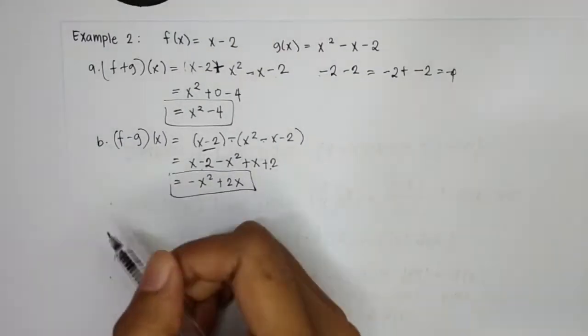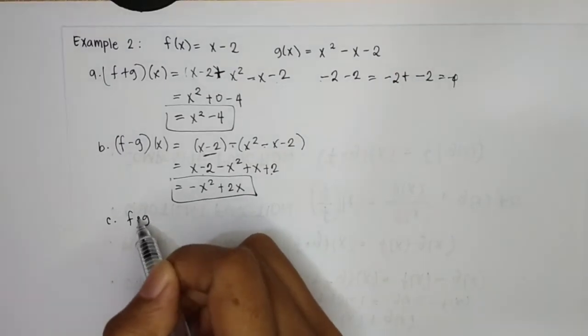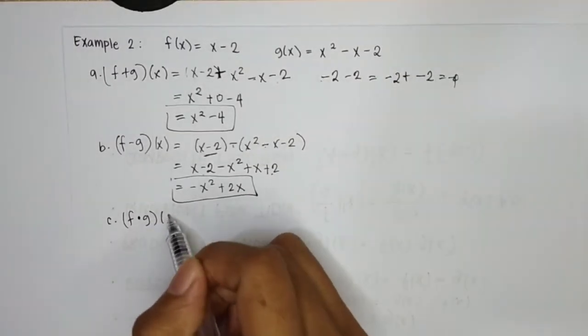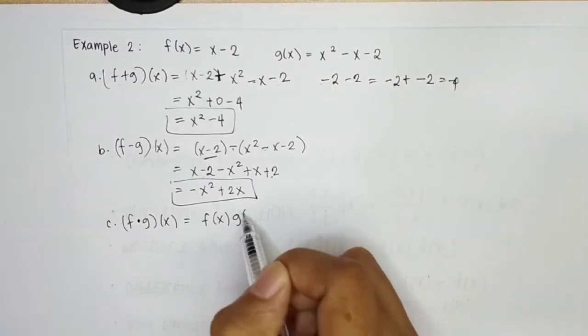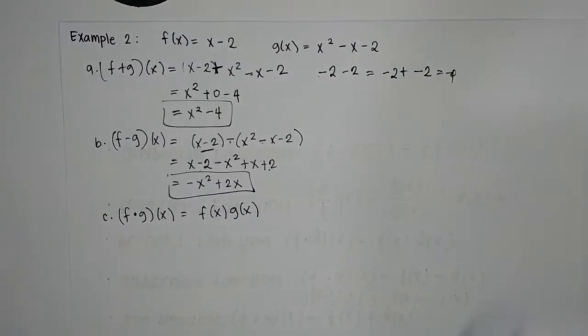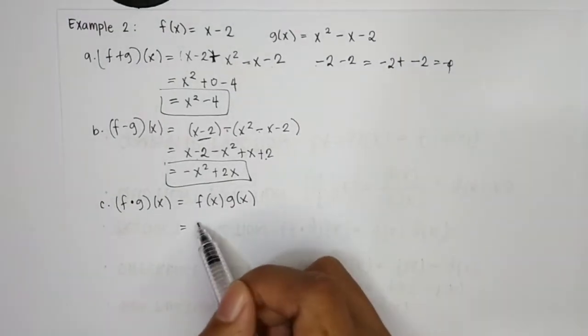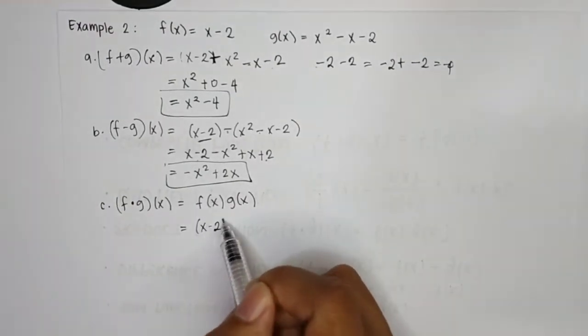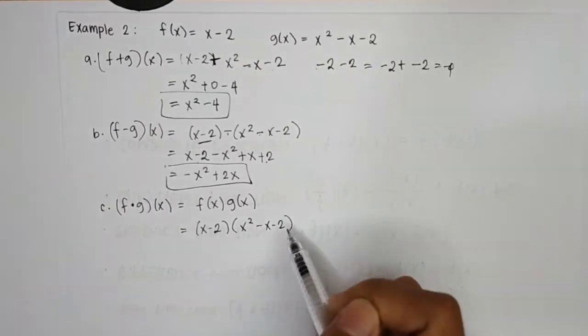Ang letter C natin is product. So we have letter C, f times g of x is equal to f of x times g of x. Okay. So let's write the product of this one. Copy muna natin yung function. We have x minus 2 times x squared minus x minus 2.